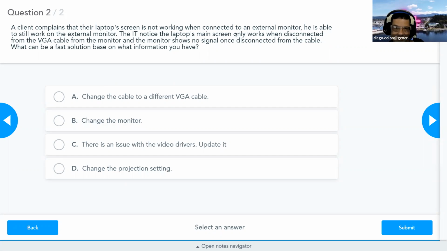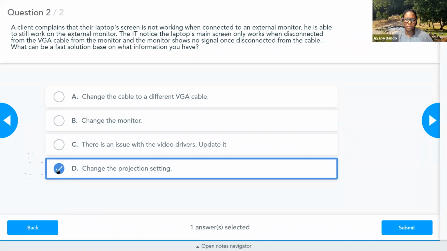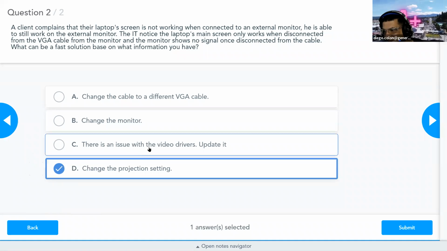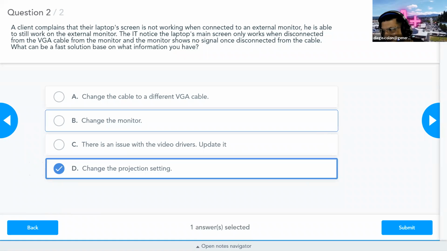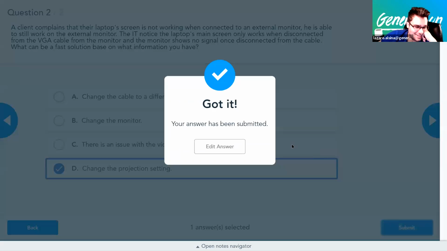That's a trick question. I like that one. Is the answer change the projector setting? I was gonna say that too. You agree? I'm surprised people got that one. I thought that would be a struggle. Yeah.